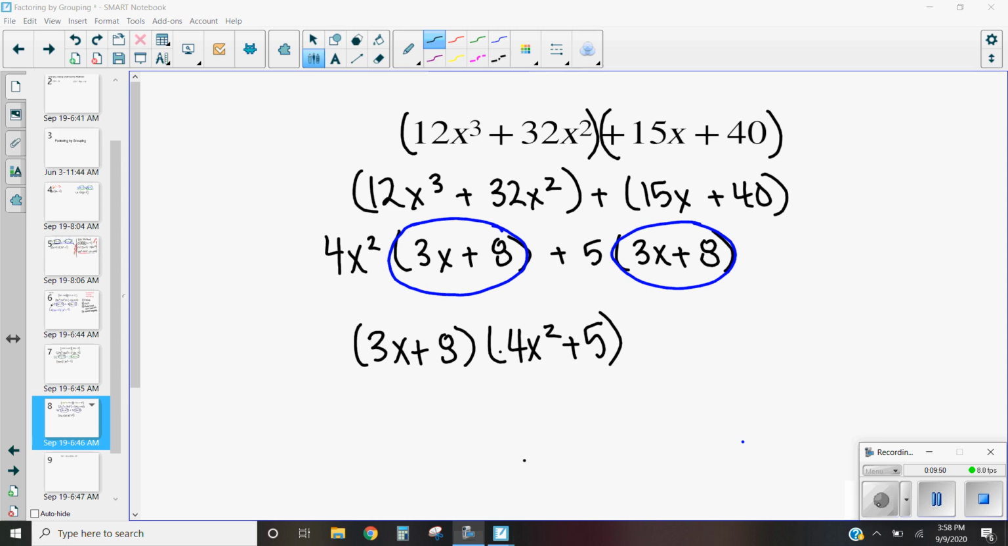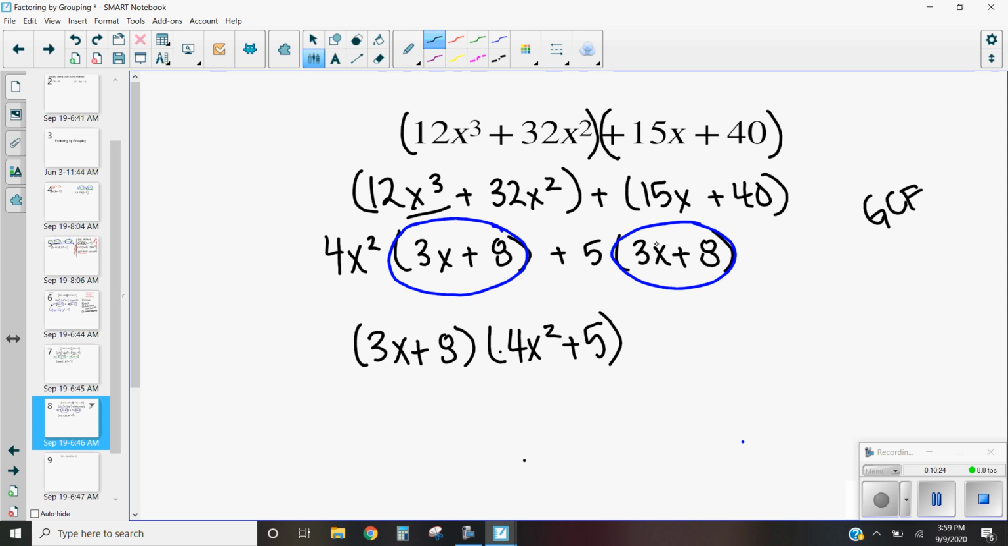Okay, hopefully you had the chance to pause the video and try this on your own. Now, as we come back and look at it, we first start by grouping. Remember, I want to group those first two terms and then the last two terms. And as I group them, I then want to look for what is my greatest common factor. And so as I looked for my greatest common factor in this first one, I saw 4 goes into both 12 and 32, and x squared goes into both x cubed and x squared. So I pulled out a 4x squared, and what was left over gives me a 3x plus 8. Over here, I factored out a 5, and I end up with that 3x plus 8.